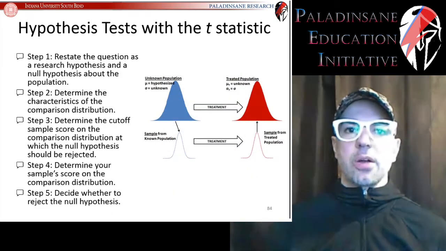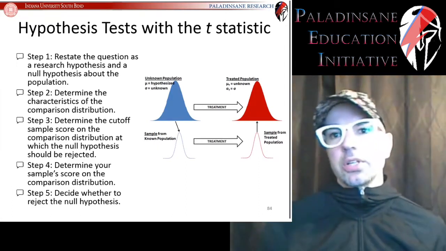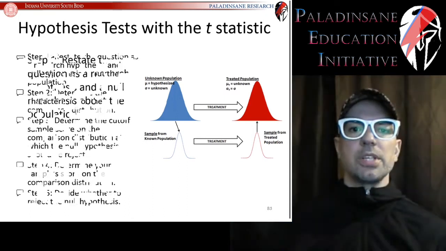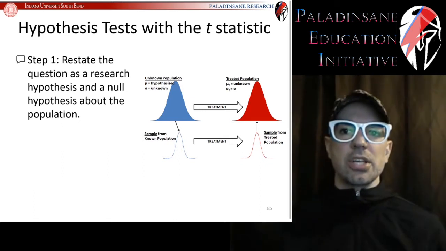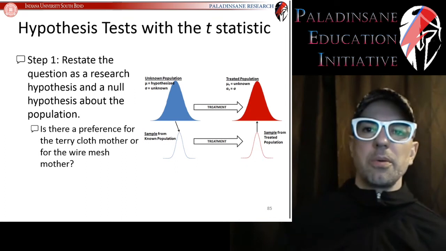All right, so back to our question. Some of this we've already done in part 1, but it's always good to see it one more time. So let's go through it one more time. Step number 1, restate the question as a research hypothesis and a null hypothesis about the population. Is there a preference for the terry cloth mother or for the wire mesh mother? That's what we want to know.